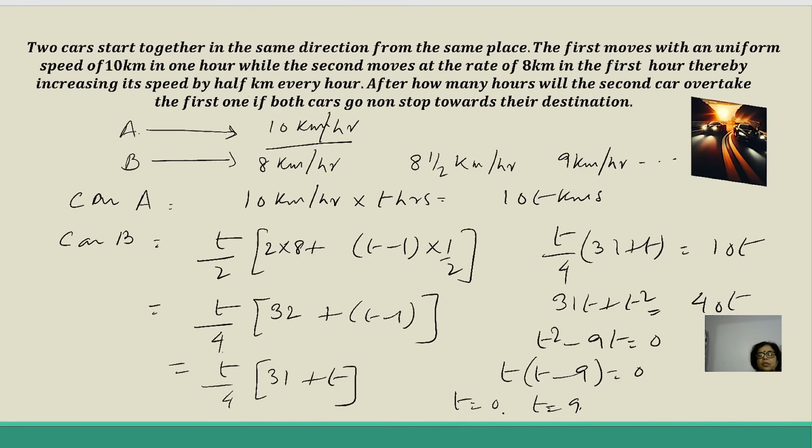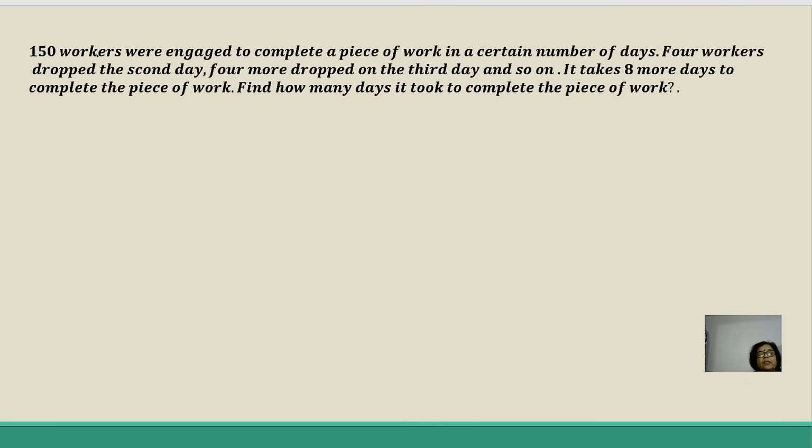Now, of course, we cannot take 0 hours, so the time in which the second car overtakes the first one will be 9 hours. The next one is: 150 workers were engaged to complete a piece of work in a certain number of days. 4 workers dropped the second day, 4 more dropped on the third day, and so on. It takes 8 more days to complete the piece of work. Find how many days it took to complete the piece of work.